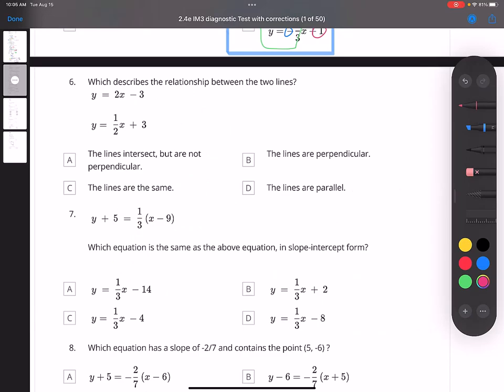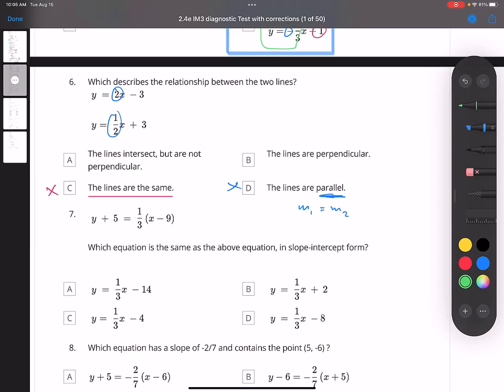Alright, question number 6, describe the relationship between the 2 lines. Okay, if they were the same, all of the numbers would be exactly the same, so that's not the case. If they were parallel, then the slopes, M1, slope of the first line, and the slope of the second line would have been the same, and that's not the case, so they're not parallel.